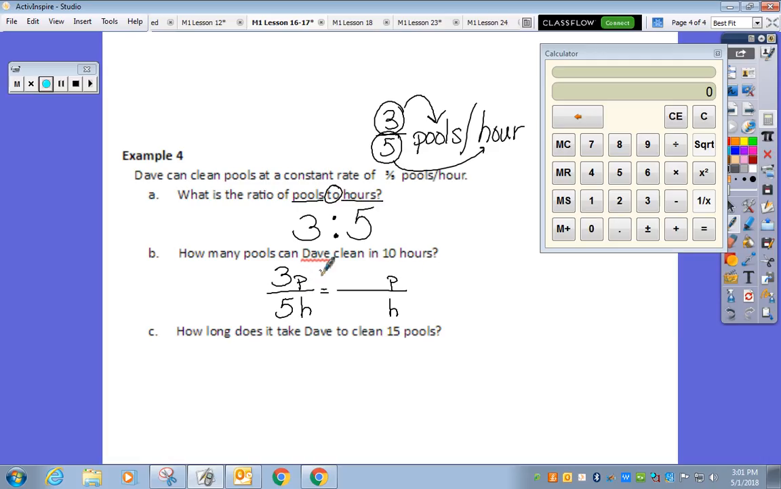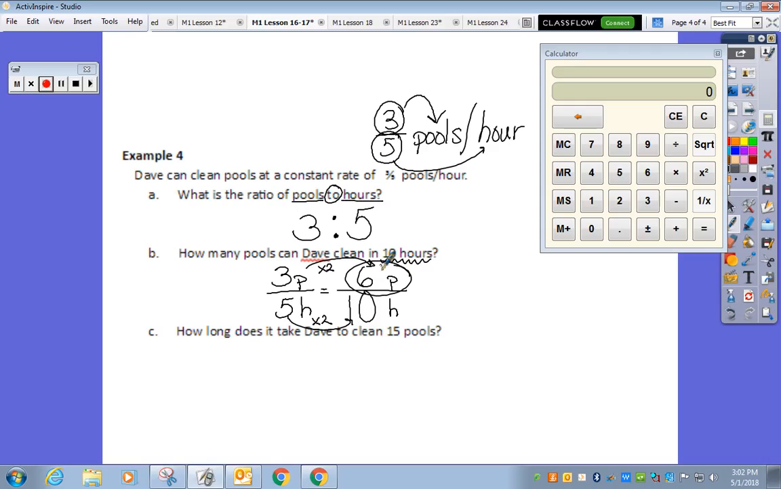So once again, pools are across from pools, hours across from hours. I'm taking that extra information of the 10 hours and putting it where it goes, next to hours. To go from 5 to 10, I'm multiplying by 2. So to go from 3 to my answer, I'm going to multiply by 2 as well and get my answer of 6 pools.